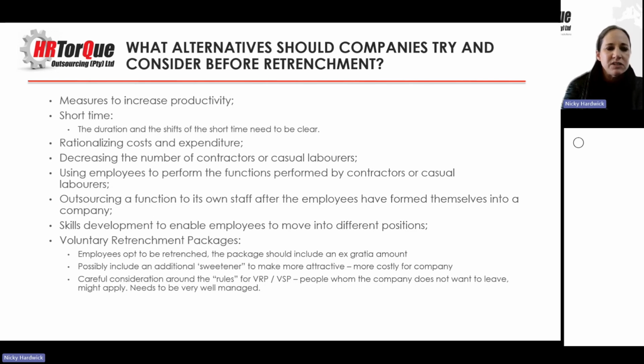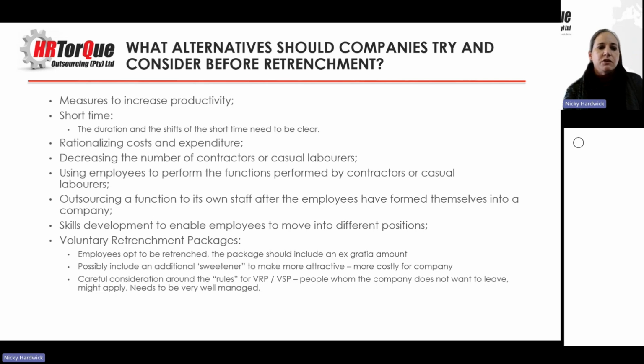And there is an element here with skills development, which actually works through the CCMA. There is, I'm going to call it, a skills development program in which you can approach the CCMA to say, what we would like to do is for the employees to be upskilled so that they can move into different positions. My experience with this is it is quite a difficult process, and I have yet to be successful in getting it to move forward.